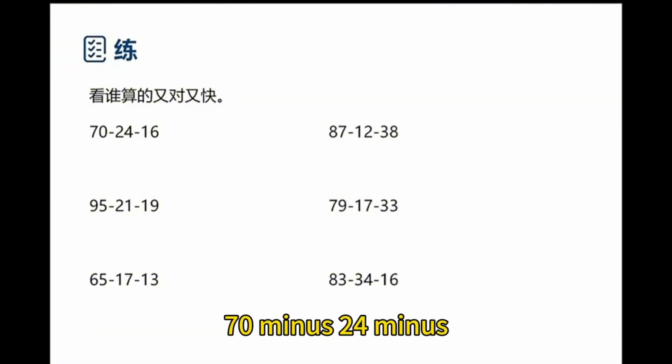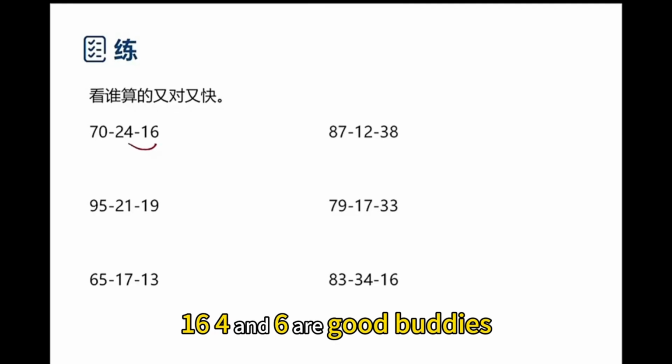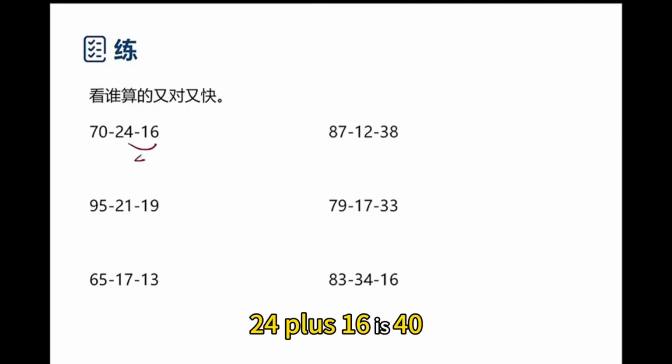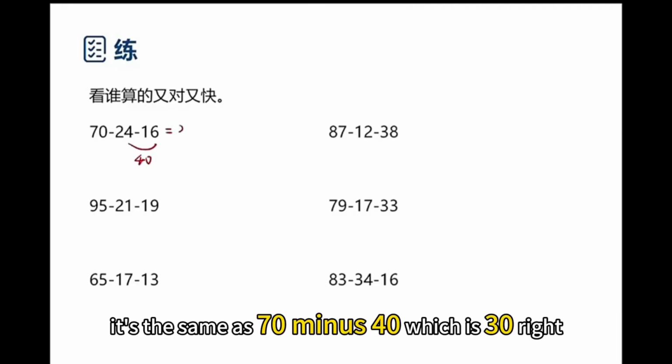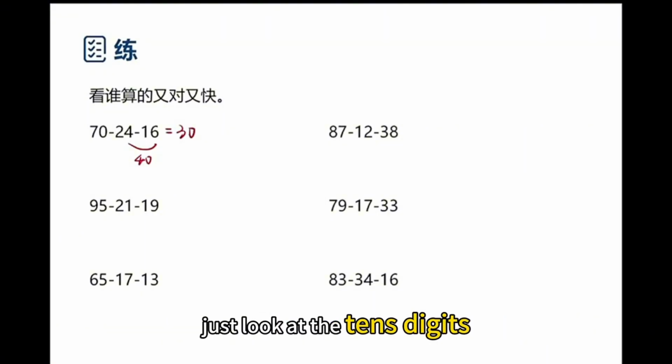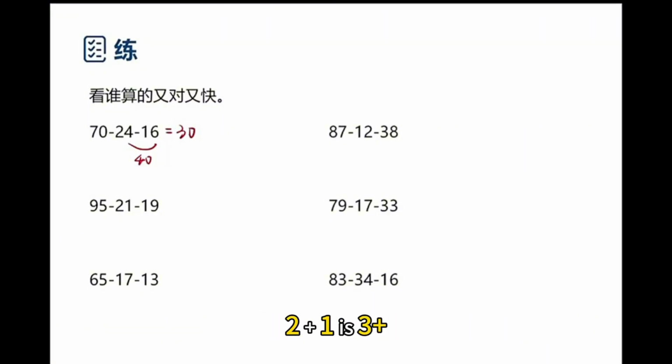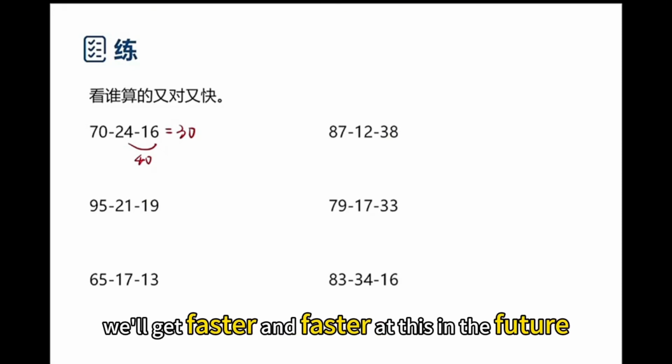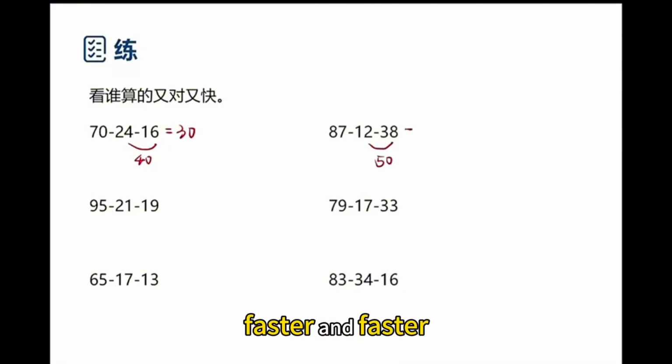70 minus 24 minus 16. 4 and 6 are good buddies. 24 plus 16 is 40. It's the same as 70 minus 40, which is 30, right? Just look at the tens digits. 2 plus 1 is 3, plus the carried 1 is 4, so 40. We'll get faster and faster at this in the future.